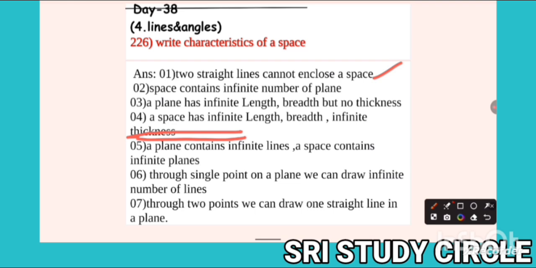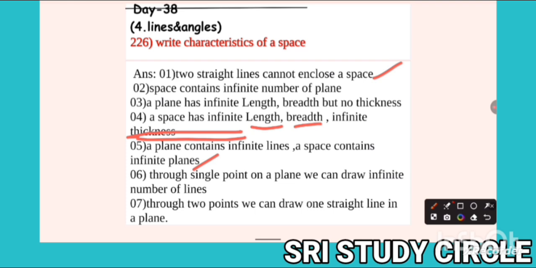It has infinity length, infinity breadth, infinity thickness. It is known as the space. A plane contains infinity lines. Space contains infinity planes.